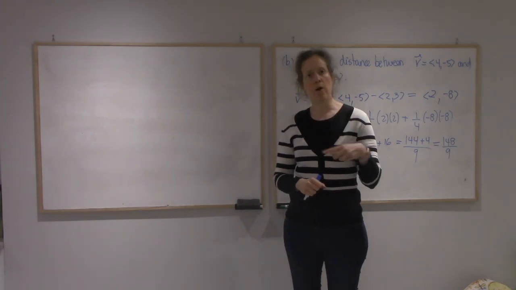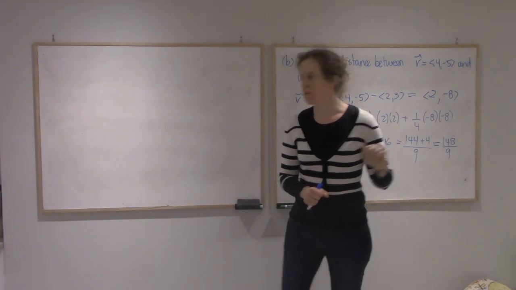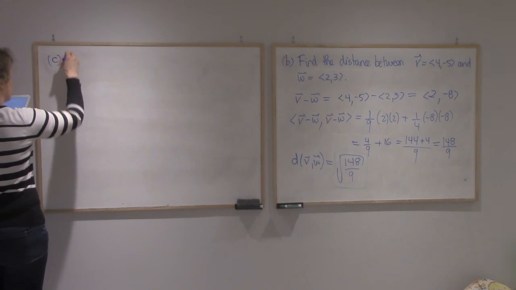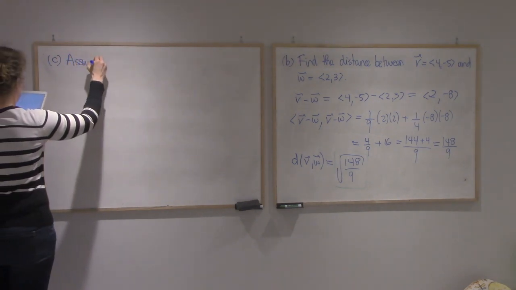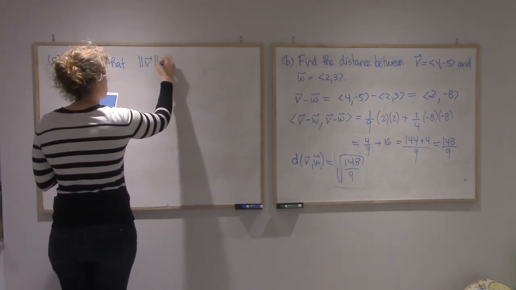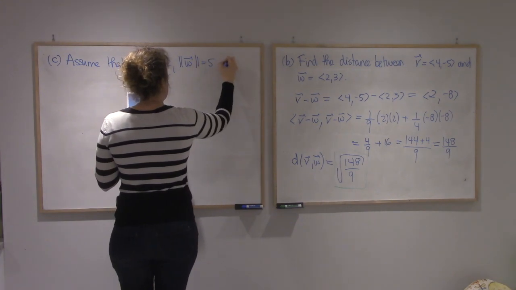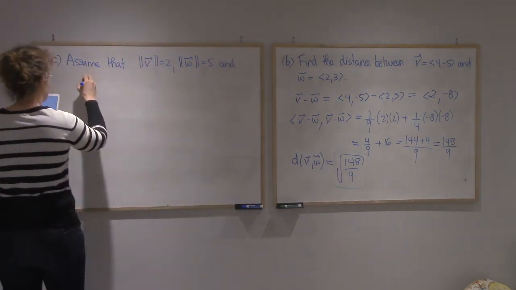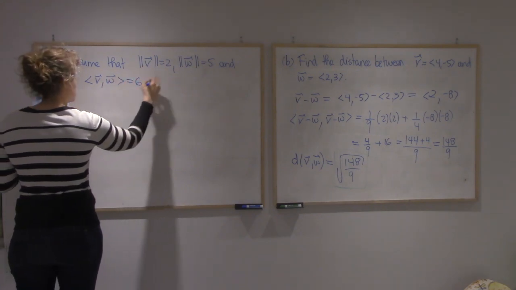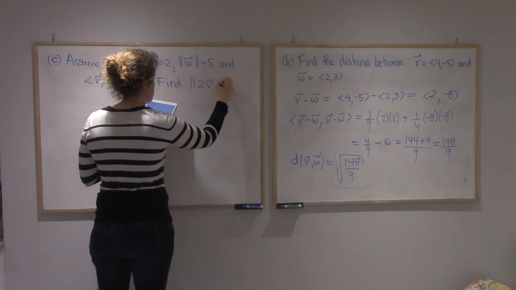I want to try a problem next that's a lot like a problem you would have seen in linear 1, but now in a general vector space. So let's say that I know that the length of v is 2, the length of w is 5, and the inner product of v and w is 6. And I want to find the length of 2v minus 3w.